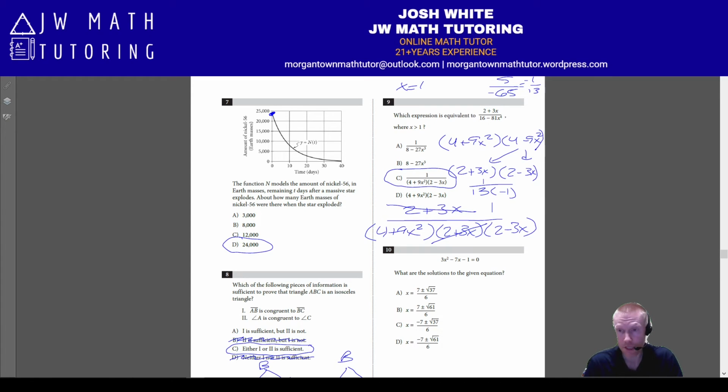Again, it might not be the easiest or quickest way to do it, but for this one, you can also do picking numbers, where you pick a number for x, plug it into the original expression, get the value, and compare that to all the answer choices.